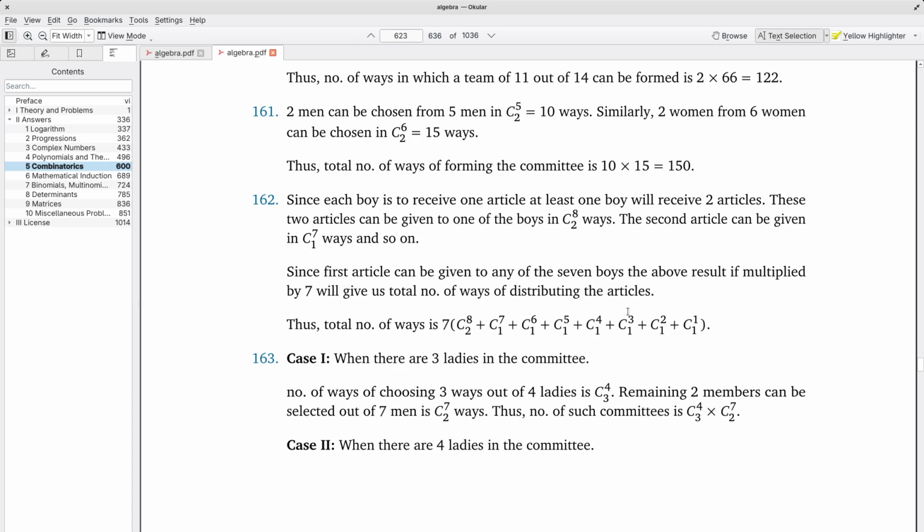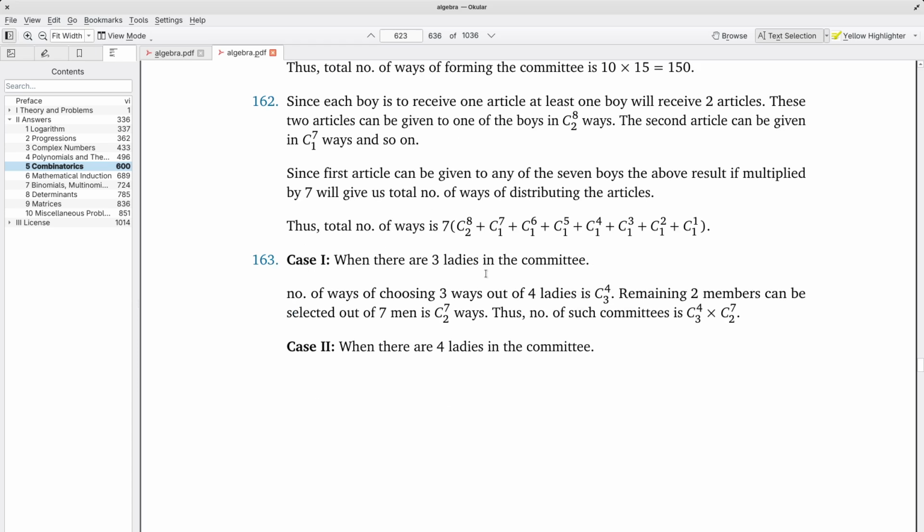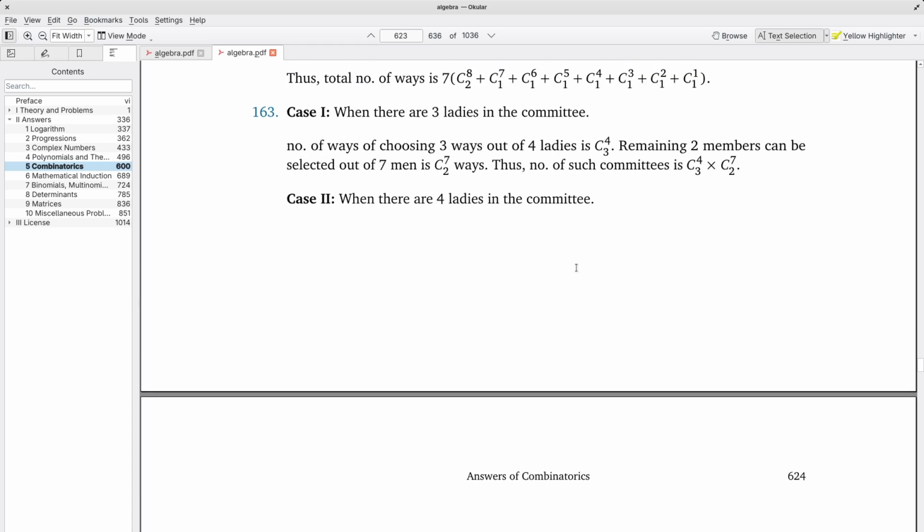Question 163 says that out of 7 men and 4 ladies, a committee of 5 is to be formed. In how many ways can this be done so as to include at least 3 ladies? So the first case is when there are 3 ladies in the committee. The number of ways of choosing ladies is 4C3. The remaining 2 members can be selected out of 7 men in 7C2 ways. So the number of such committees is 4C3 multiplied by 7C2.